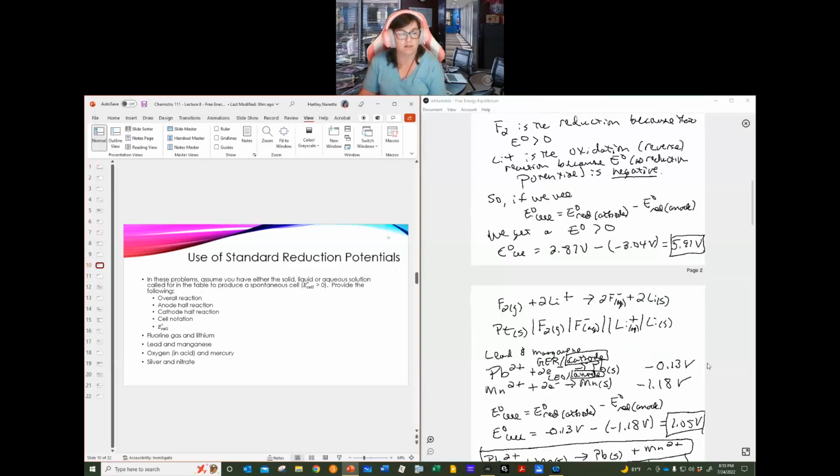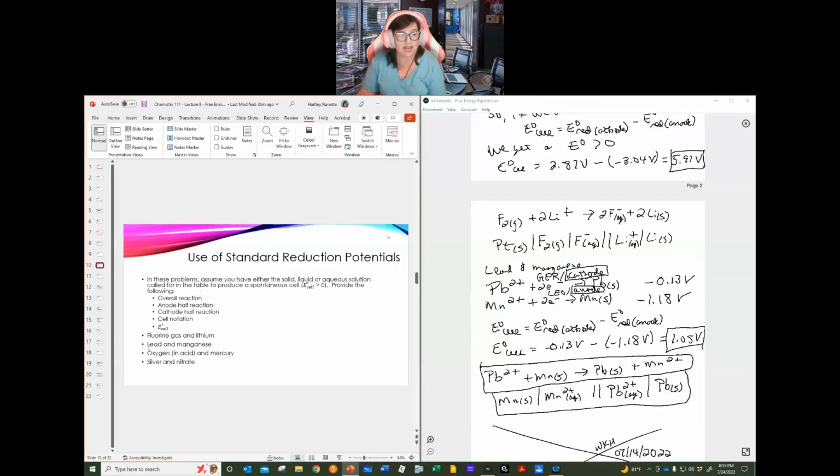Okay. The next one I asked you to consider is lead and manganese. So lead and manganese, lead is Pb2 plus plus 2 electrons goes to Pb solid. Mn2 plus plus 2 electrons goes to Mn. Okay, so I said lead and manganese. All right, I look at both of these and I see that this is a negative 1.3 volts. This Mn, as it's written, is negative 1.18 volts.